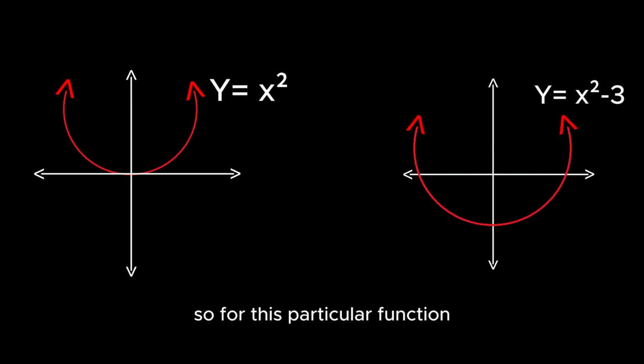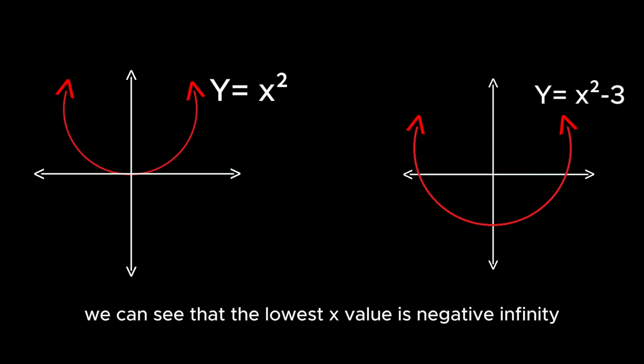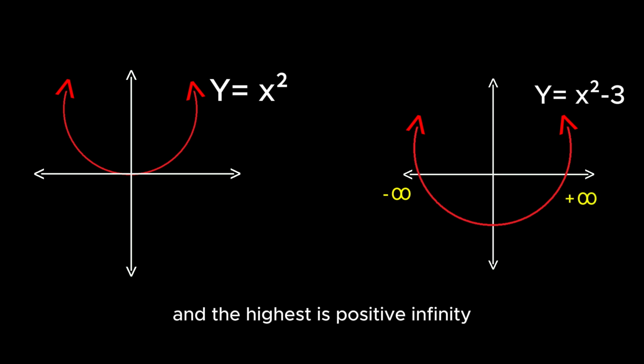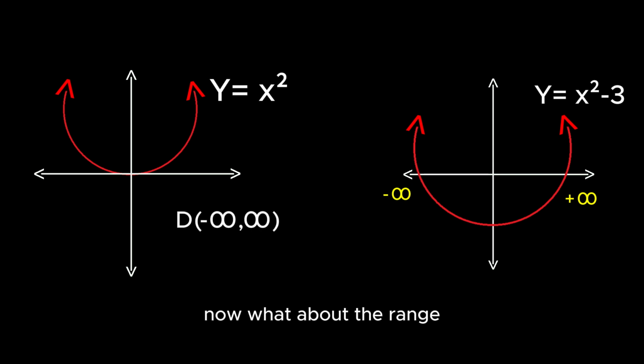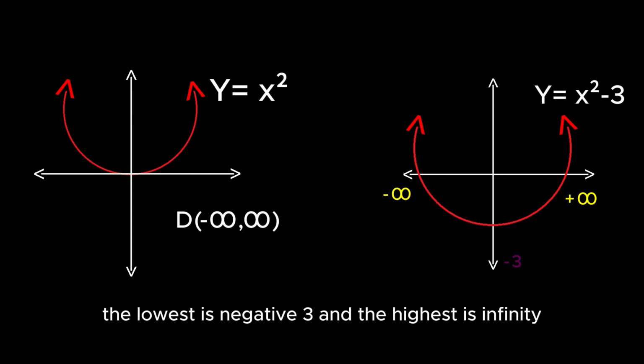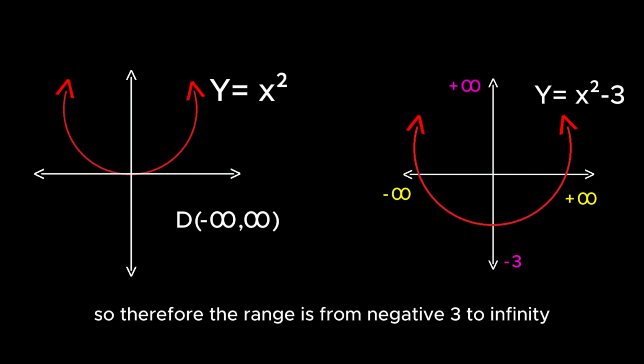So for this particular function, what is the domain and the range? We can see that the lowest x value is negative infinity, and the highest is positive infinity. For any type of quadratic function or parabolic function that looks like this, y equals x squared, the domain will always be all real numbers. Now, what about the range? What is the lowest y value that you see? The lowest is negative 3, and the highest is infinity. So therefore, the range is from negative 3 to infinity.